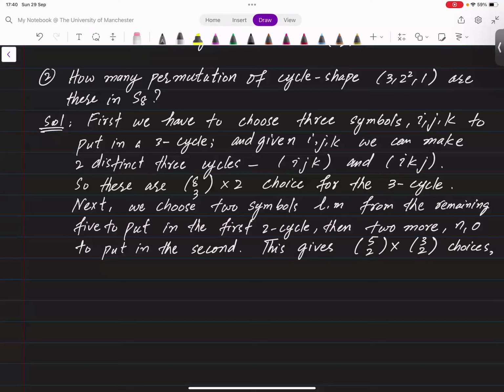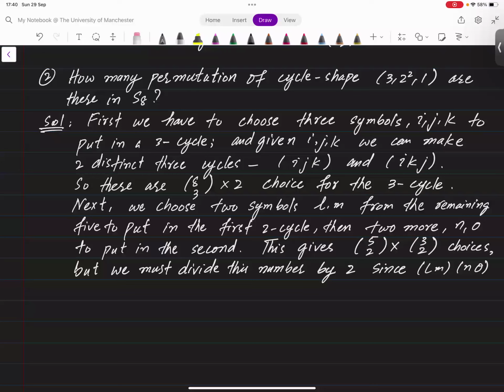But we must divide this number by 2, since (LM)(NO) is the same as (NO)(LM).